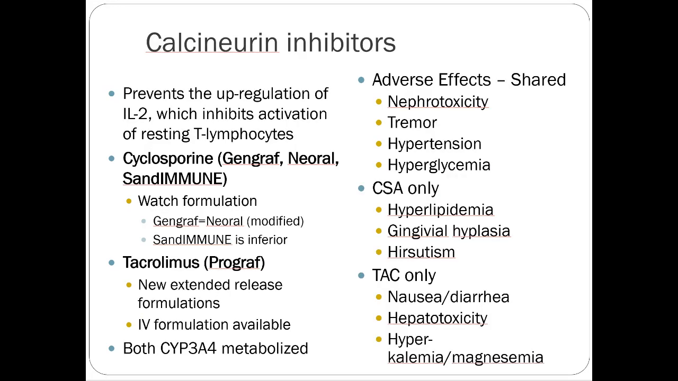Calcineurin inhibitors prevent the upregulation of IL-2, which inhibits activation of resting T lymphocytes. Two drugs here are cyclosporin and tacrolimus. Both of these medications are kind of interchangeable. I would say tacrolimus is probably the more common one by a good margin, but cyclosporin may be the older medication. Cyclosporin's undergone a few different formulations over the years it's been available. So there's a couple different brand names, and they're not technically interchangeable. So there's Gengraf, Neoral, Sandimmune, and while Gengraf and Neoral are really similar, Sandimmune is quite a bit different, and the bioavailability of the medications varies significantly between the different formulations and brands of it.